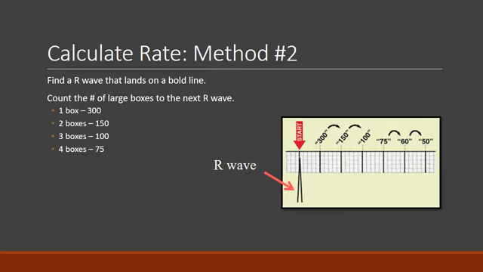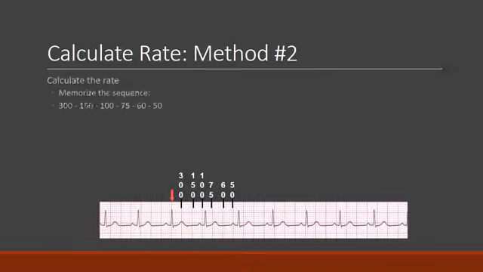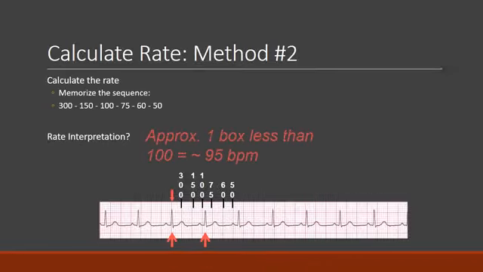Now, the alternative way to do it, the shortcut, is to find an R wave that lands on one of those small bolded lines. Those little black boxes are big. I'm sorry, the big pink box or the big black box. All right, so back to our tracing here, you can see that the R wave on this tracing falls on that big black line there, or big box.